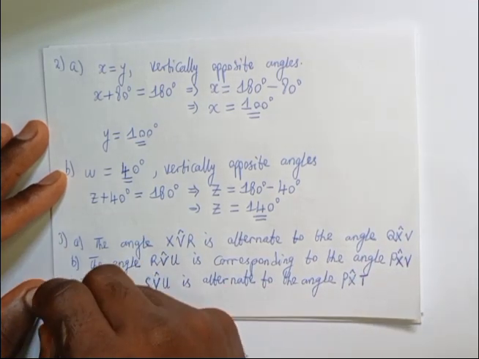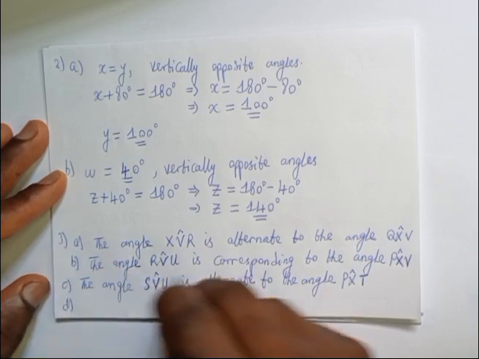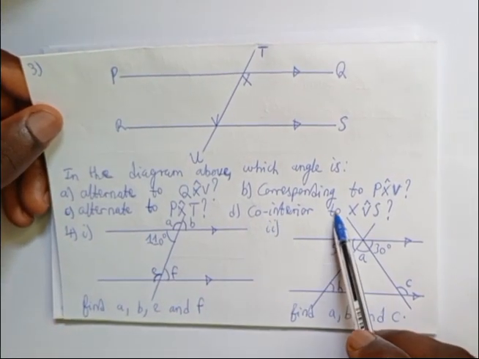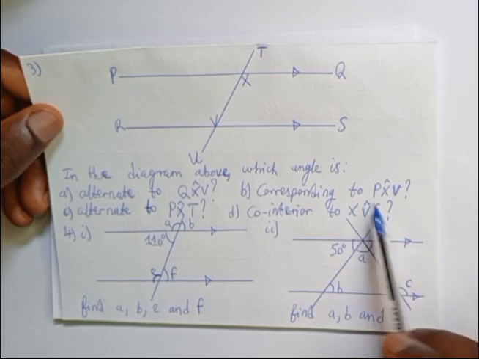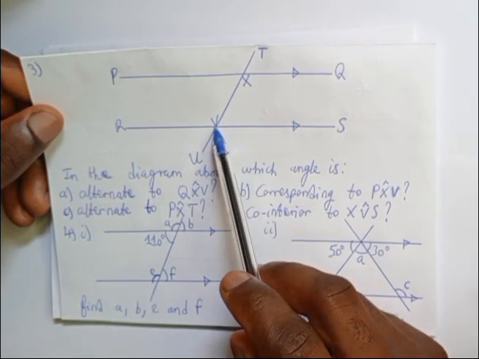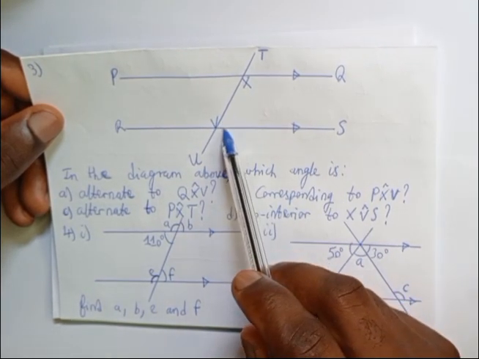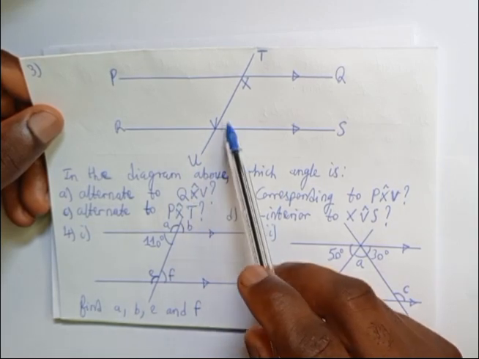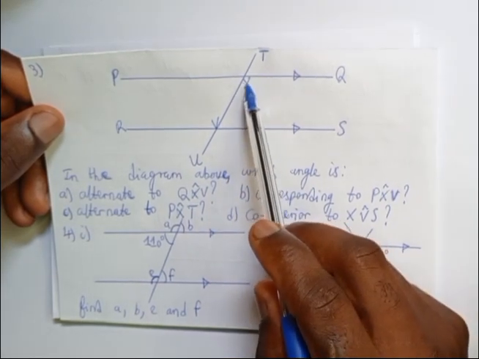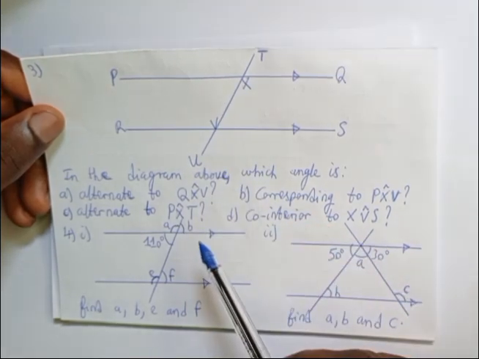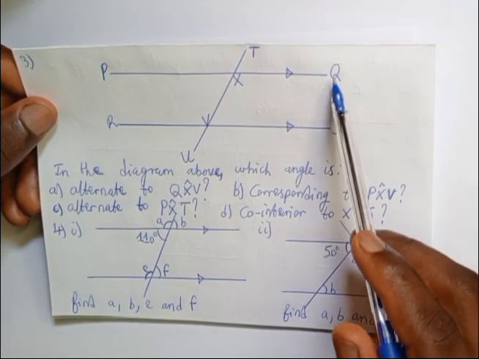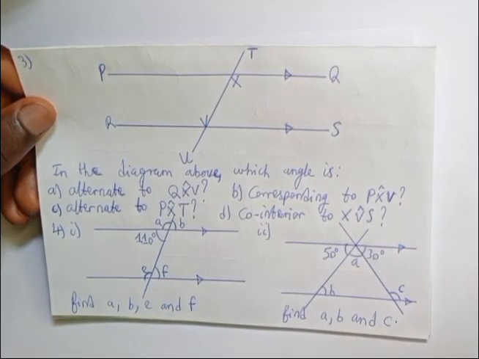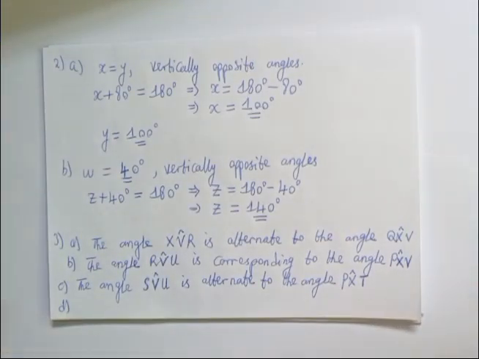We move now to question Z. Question Z is asking us which angle is co-interior to the angle XVS. XVS, this angle. Remember, co-interior angles sum up to 180 degrees. This angle and this angle, they are co-interior. That means the angles QXV and XVS, they are co-interior.